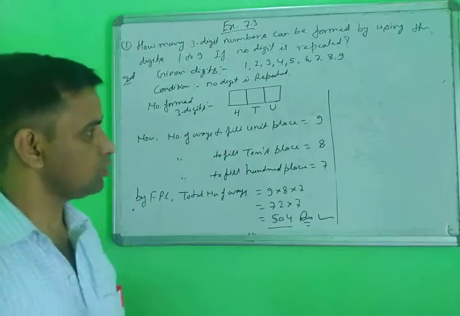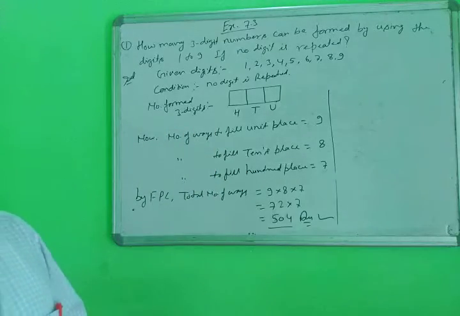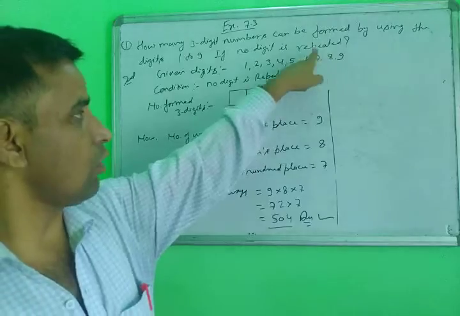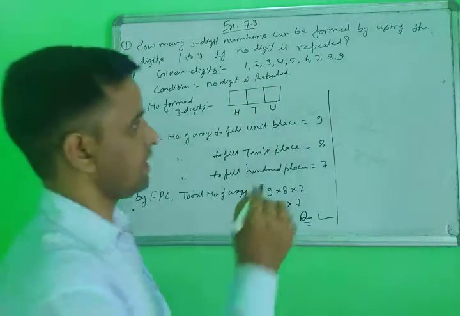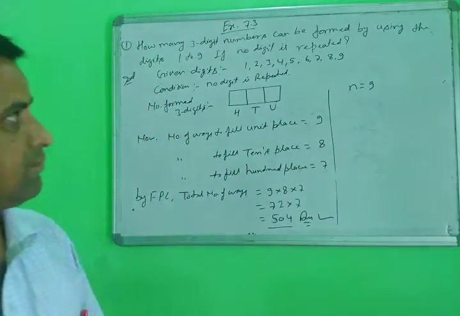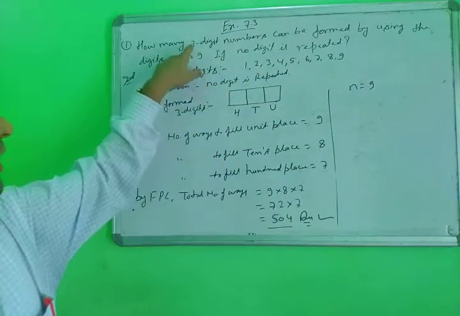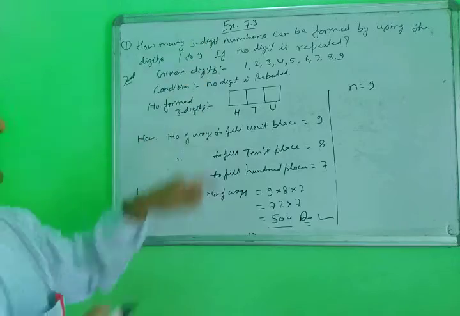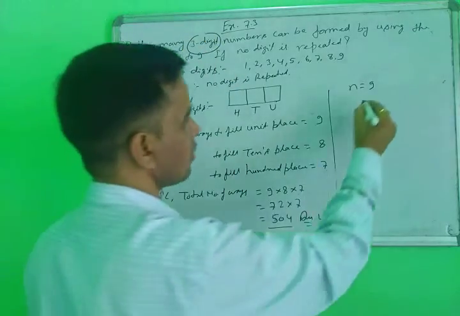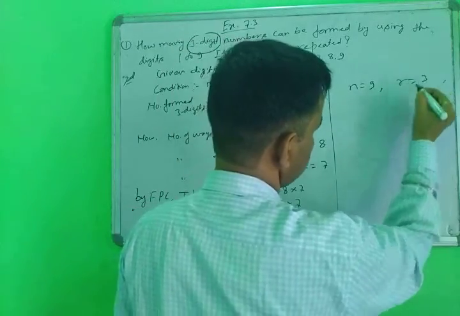But suppose you want a shortcut for this type of question. How does the shortcut go? The total number of digits here is 9, so n equals 9. And how many digits are you using here? 3 digits. This is called r equals 3.